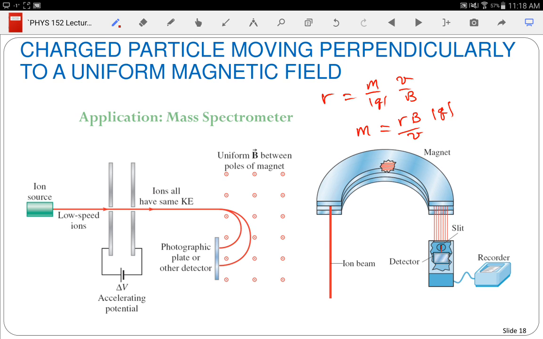I just want to make sure I did my math right. I think that's right. So the mass is just proportional to the radius, and the proportionality depends on the strength of the magnetic field, the velocity the particle has, and the charge state. So that's a very simple mass spectrometer. When you have a residual gas analyzer, that's usually what they have in them. It's just something like that.